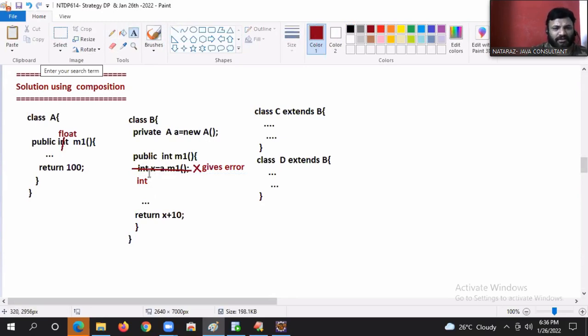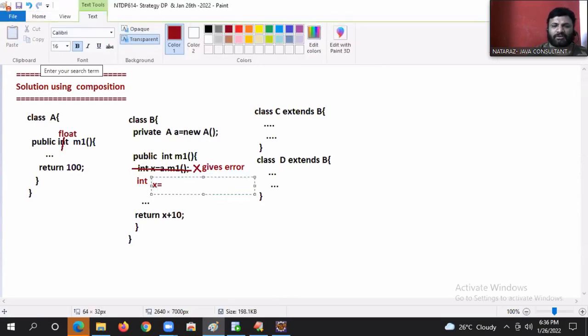I'll remove this one. Int x is equal to math dot round off a dot m1. Over, boss. Whatever it is, any floating value, it will convert into an integer value with the support of the round method. Got it? Simply with the support of the round method, it will round up the value, right? It will literally round up the value, guys?